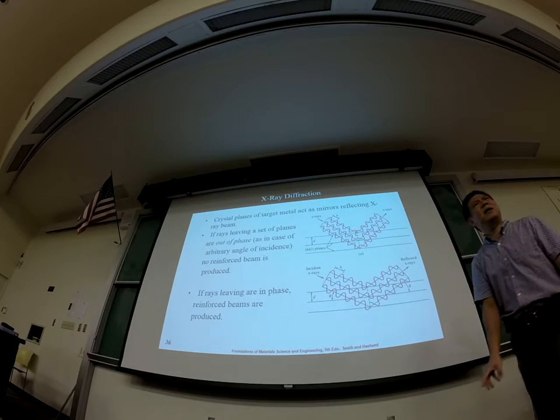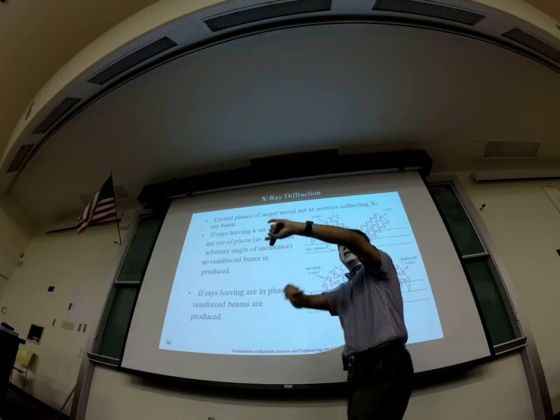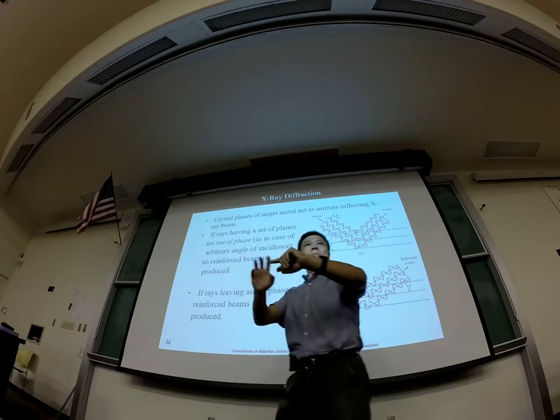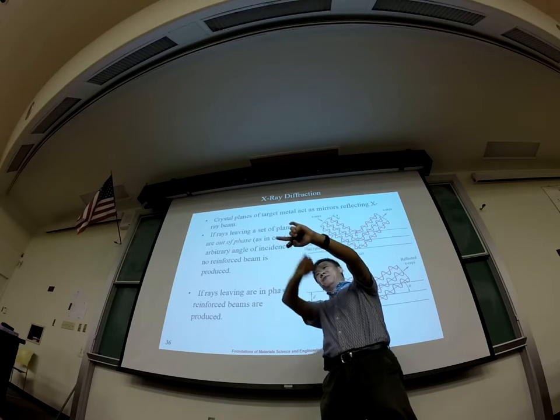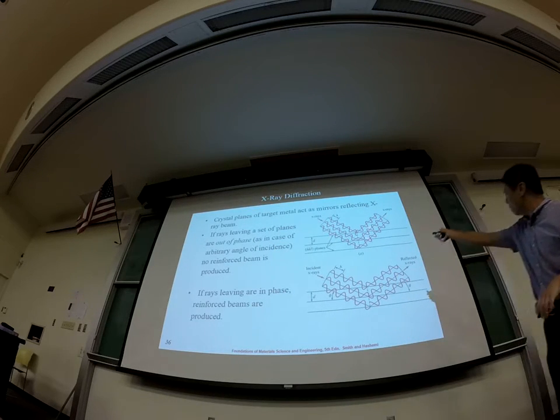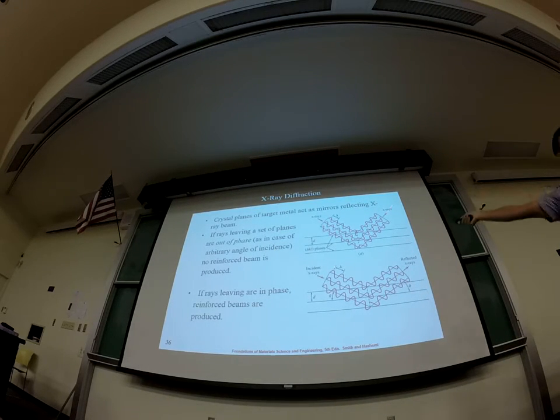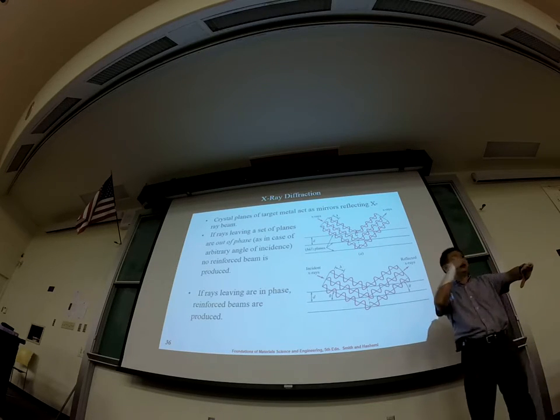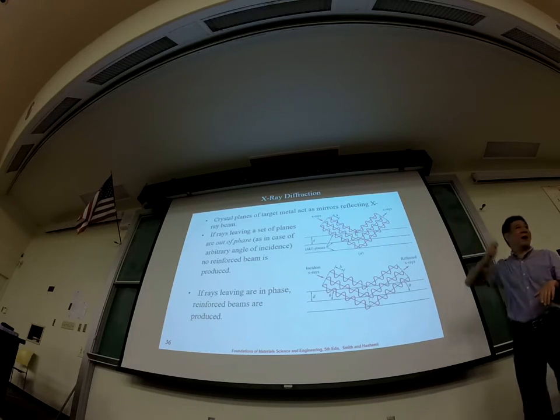So out of phase means they will cancel each other. Okay, so when they have the different phases here, then they will cancel each other. You will not see a strong reflection when you look in this direction.